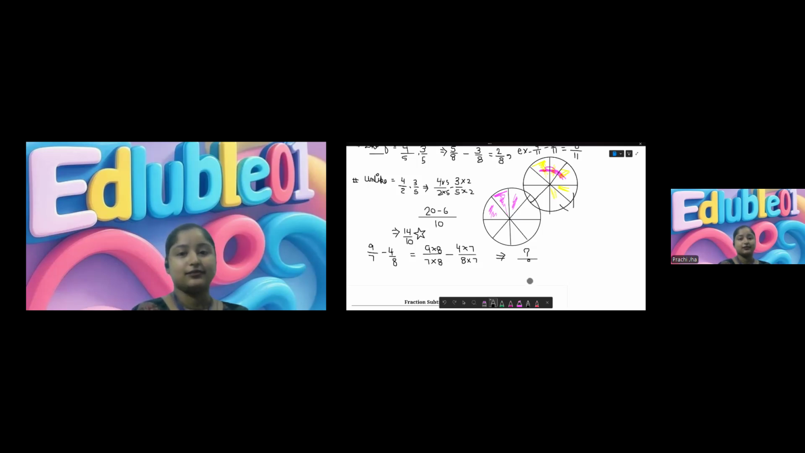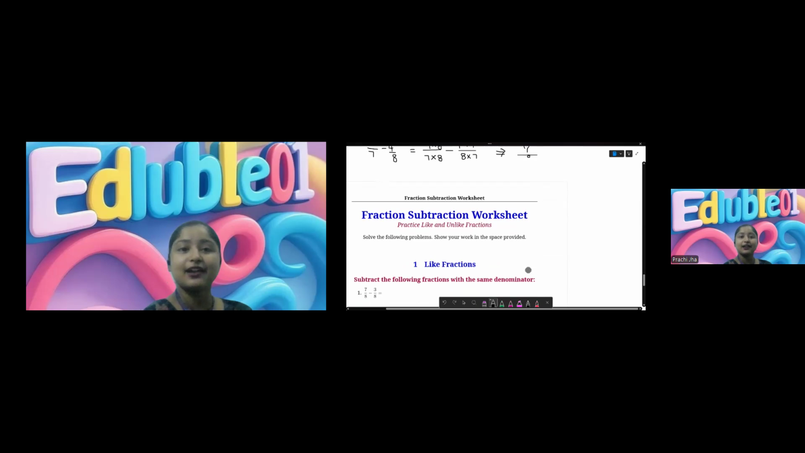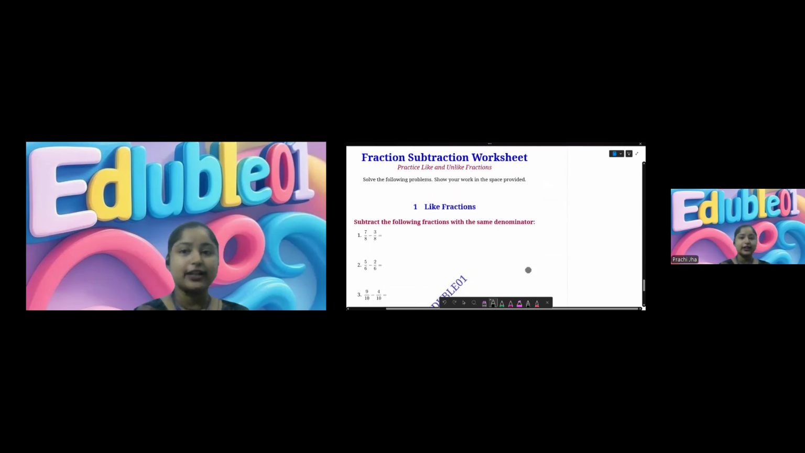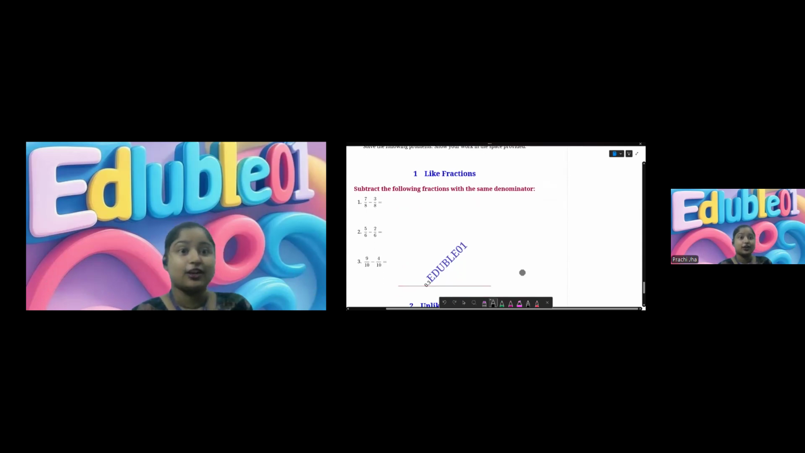That's it. Now, let's do some worksheet questions that we have on like and unlike fractions. So, here I have prepared a worksheet for you. Let's just try to solve the like fractions. So, it's 7 over 8 take away 3 over 8. So hard to guess, isn't it? I know you guys can do it.